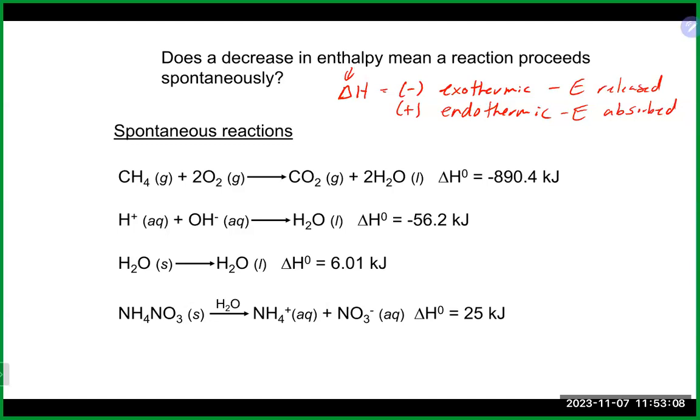And as you probably know, one way to calculate your delta H of your reaction is to do the delta H of your products minus the delta H of your reactants. You take all of the delta H values for your products and you subtract it from all the delta H values from your reactants, and that'll give you the delta H overall for the reaction.